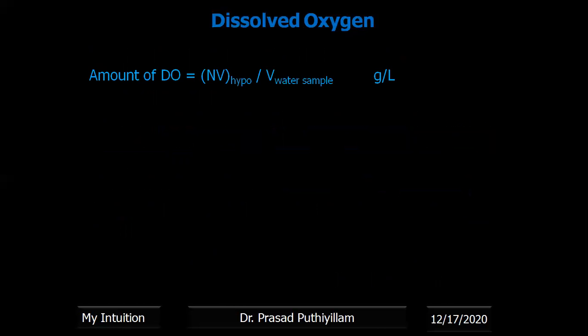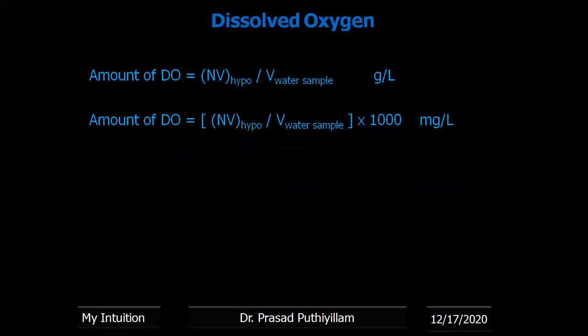The amount of dissolved oxygen is calculated as normality times volume of hypo solution divided by volume of water, in gram per liter. We need to express the dissolved oxygen in milligram per liter, so the value is multiplied by 1000. So that's about the dissolved oxygen experiment.